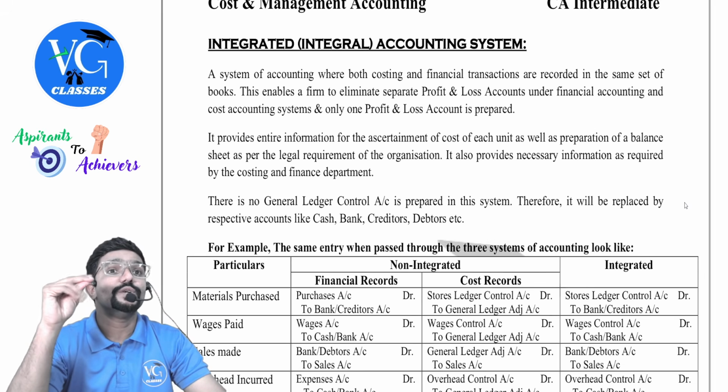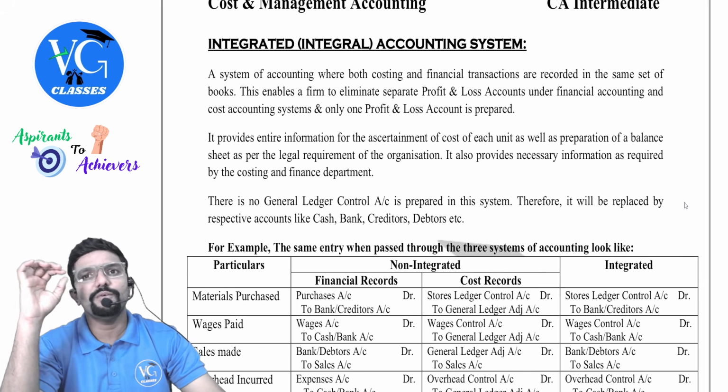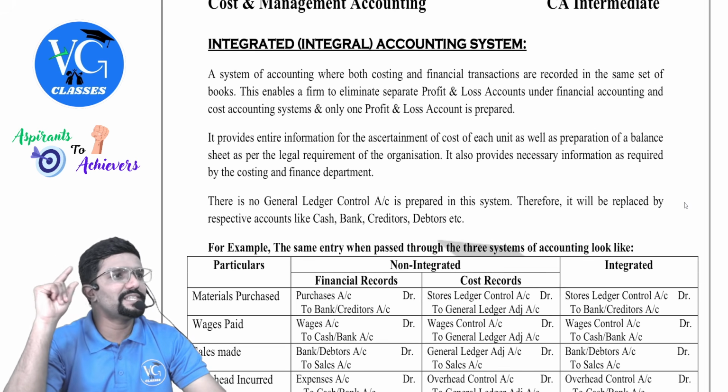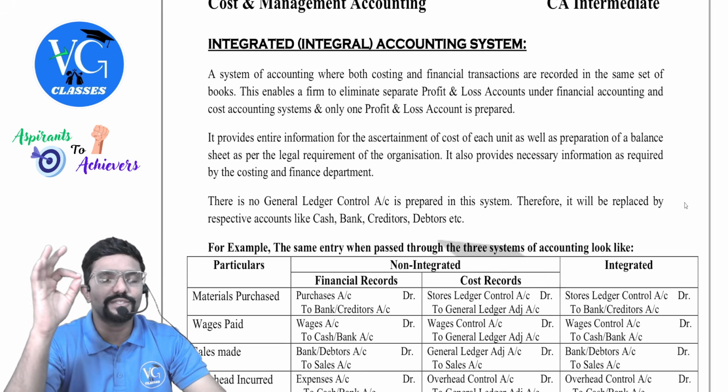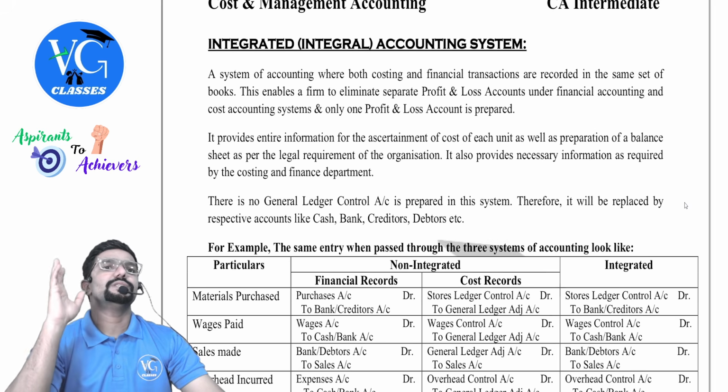General ledger to sales. Now, here, what is the entry? If it is a credit sale, debtors to sales. If it is a cash sale, then bank to sales.